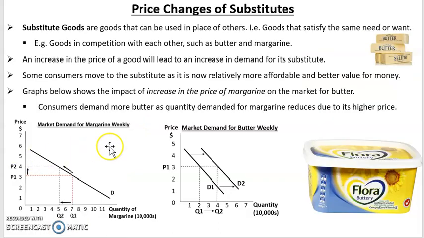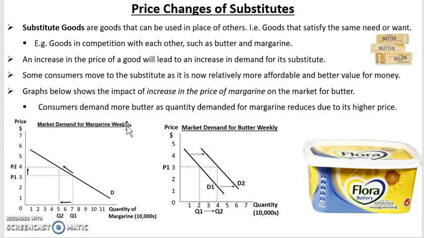Next, I would like you guys to read and consider the next slide, slide 8 of our PowerPoint, which is the change of price of substitutes. So this is another non-price factor or determinant of demand that will shift a demand curve. So substitute goods are those that can be used in place of another. So they satisfy the same need or want. These substitute goods are the goods of competitors.